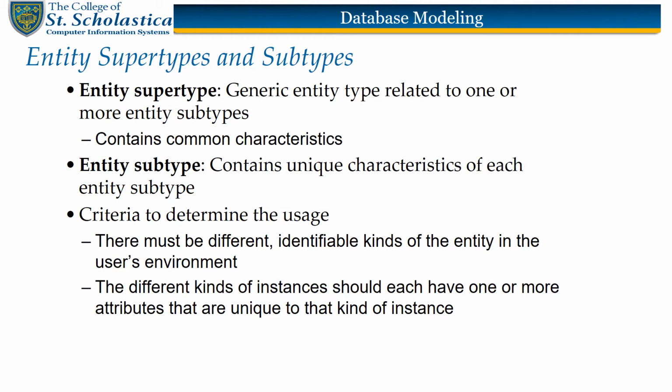Entity supertype is a generic entity type related to one or more entity subtypes and contains common characteristics. The entity subtype contains unique characteristics of each entity subtype. The criteria to determine the usage is that there must be different identifiable kinds of the entity in the user's environment, and the different kinds of instances should each have one or more attributes which are unique to that kind of instance.